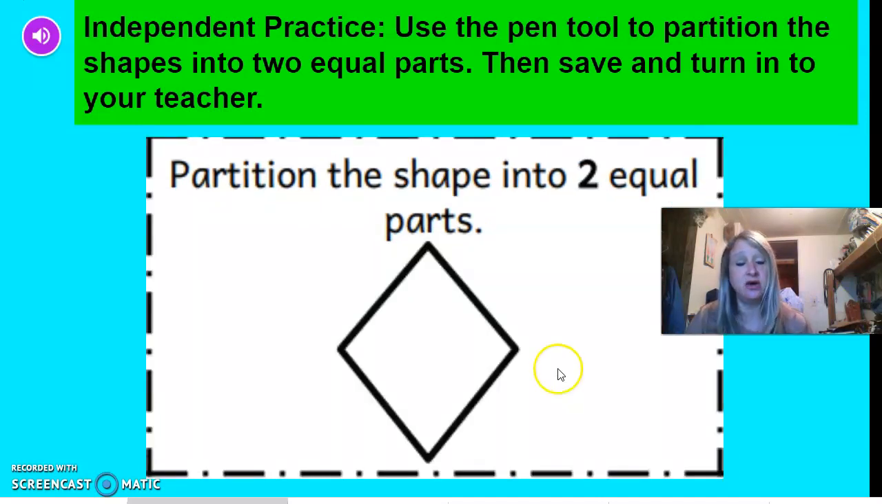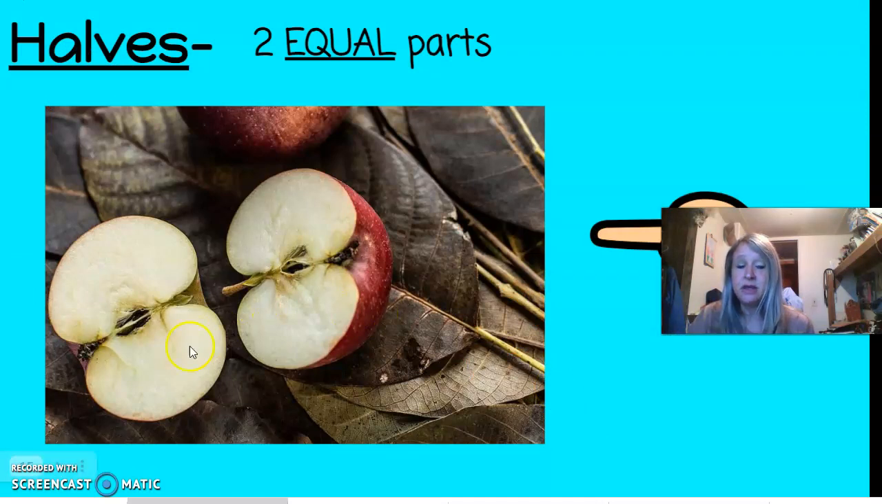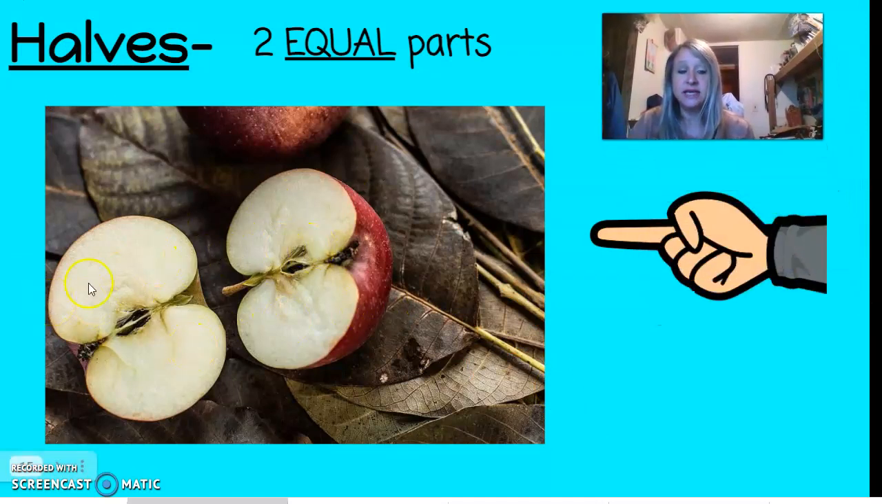Now, ask yourself, are they both the same size? If they're both the same size, then you have 2 equal parts. 2 equal parts is called halves. Here are the halves. They are both the same size. 2 equal parts is called halves.